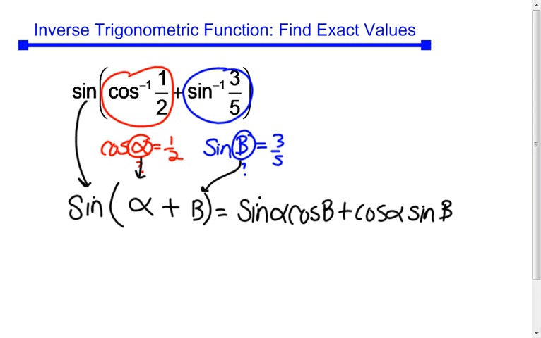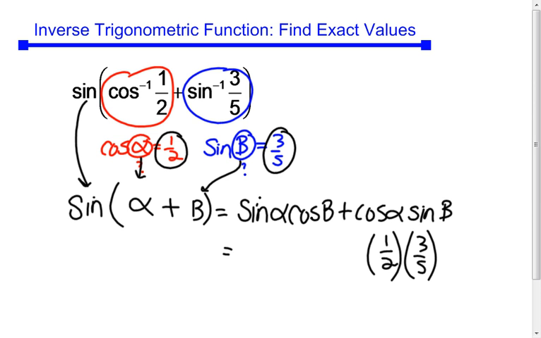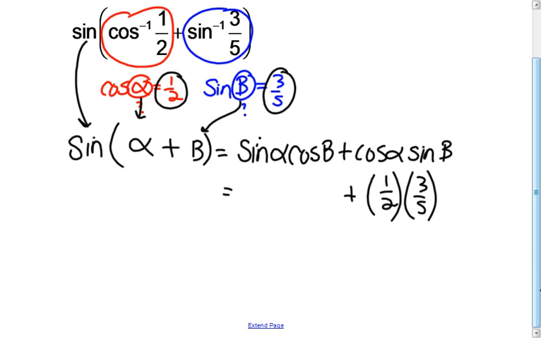All right, now the problem is I'm not going to have every piece of information that I need. I have cosine at alpha right here, so I can plug that in if I want. So I can find that by doing 1/2. I have sine at beta right here. That's 3/5. But I don't know sine at alpha and I don't know cosine at beta. And so I'm going to need to be able to figure those out somehow.